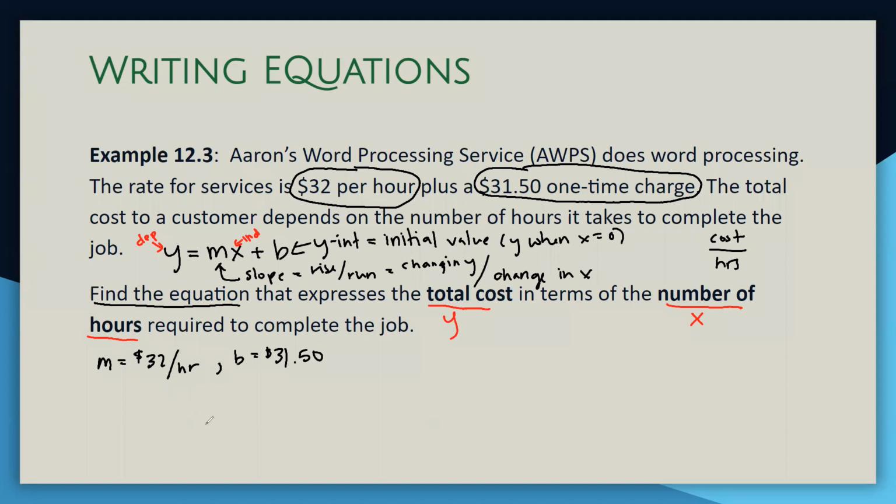From here, all we have to do is write that equation. y equals mx plus b. We're going to substitute in our values for m and b. So y equals 32x plus 31.50.